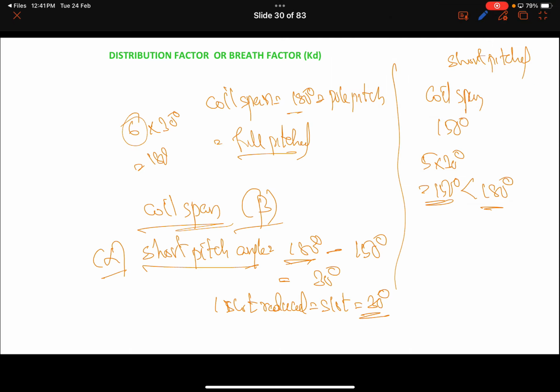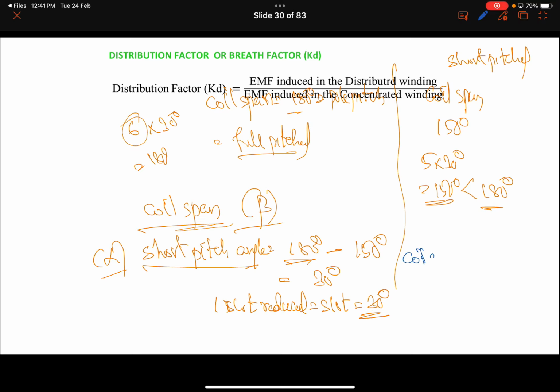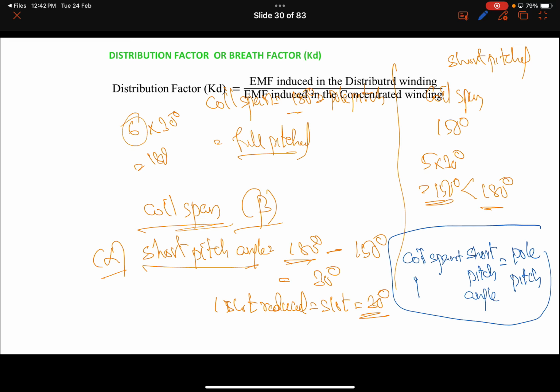I can say that I will conclude here. Coil span plus short pitch angle equal to pole pitch. Coil span which is beta, short pitch angle which is alpha, which is equal to pole pitch. Am I correct or wrong?